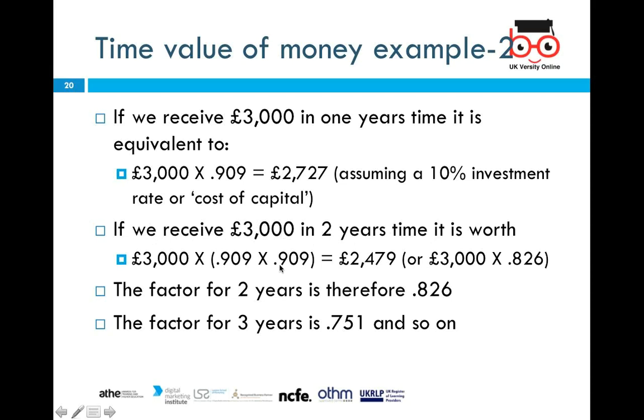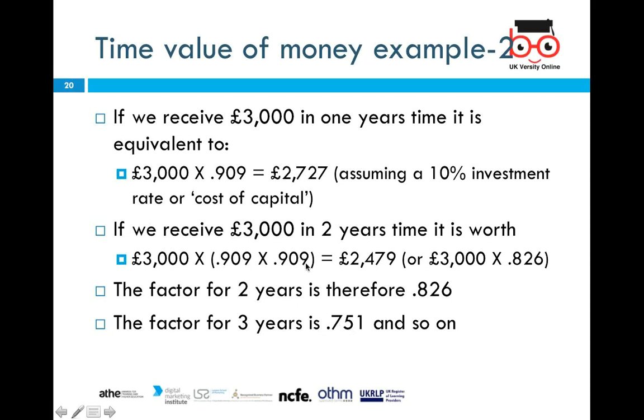If we receive £3,000 in 2 years' time, it will be worth 0.909. That's our discounting factor, because it's 2 years. That's why I multiply 0.909 again. That's 2,479. And then the factor for 2 years is therefore 0.826.